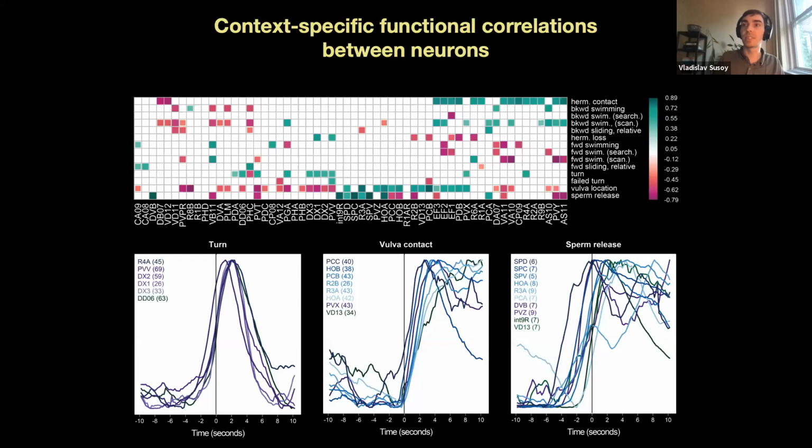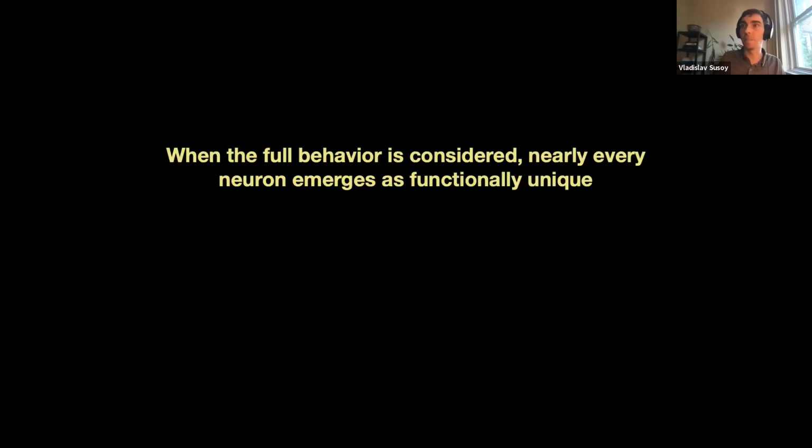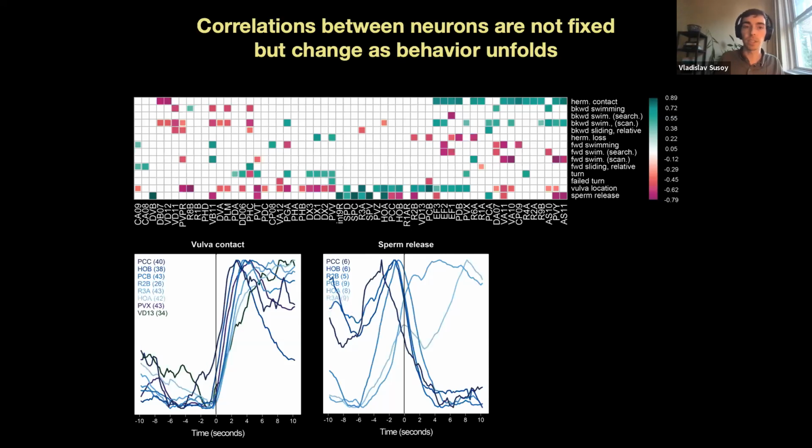Moreover, even when the neurons are being activated at the same time, we can also see that they often do so in a sequence of activation. For example, in turning, bulb, and copulation, there's a sequence of neural activations which is consistent from animal to animal. And from the ablation studies that we performed and previous ablation studies and optogenetic manipulation studies, we know that these sequences have functional significance. These neurons trigger different steps of these behaviors, sub-steps of these behaviors at different points in time. So when the full behavior is considered, nearly every neuron emerges as functionally unique.